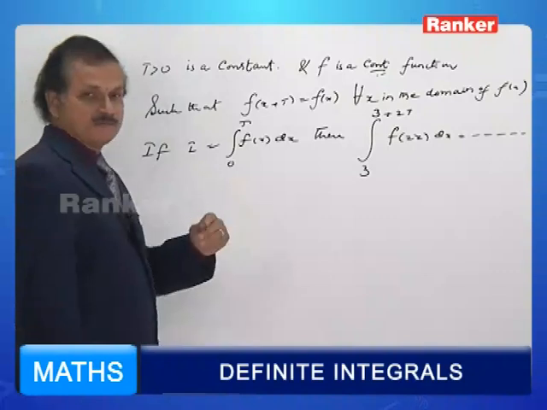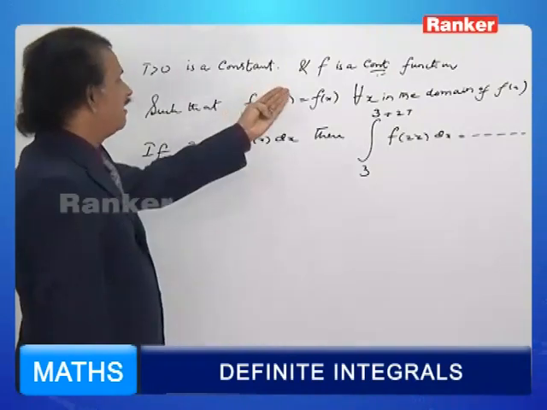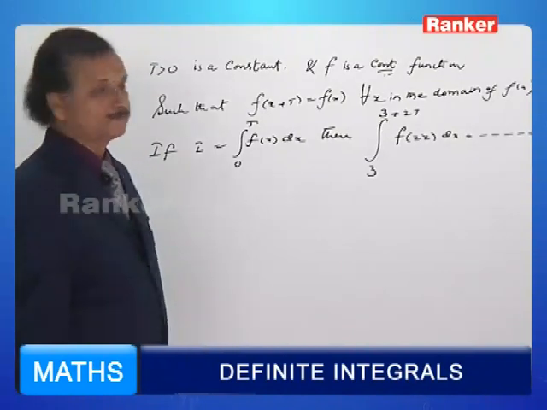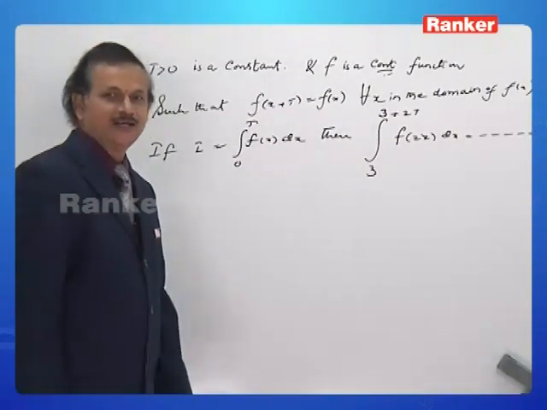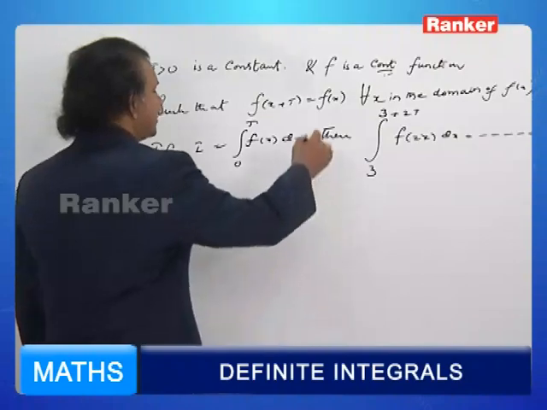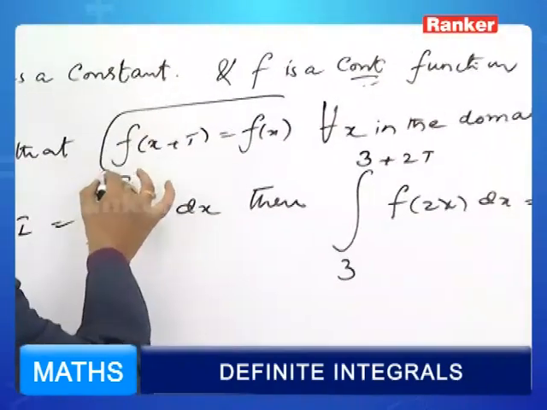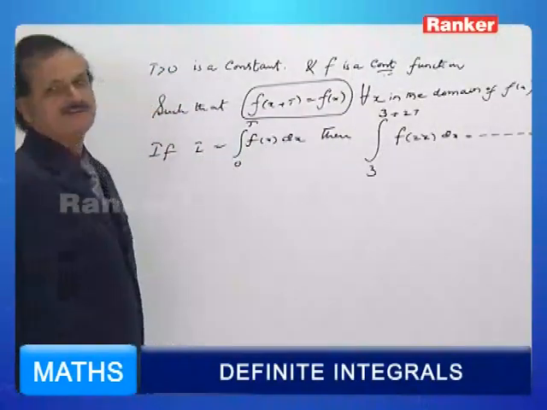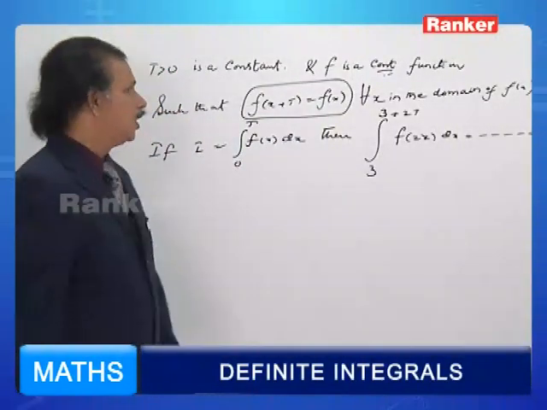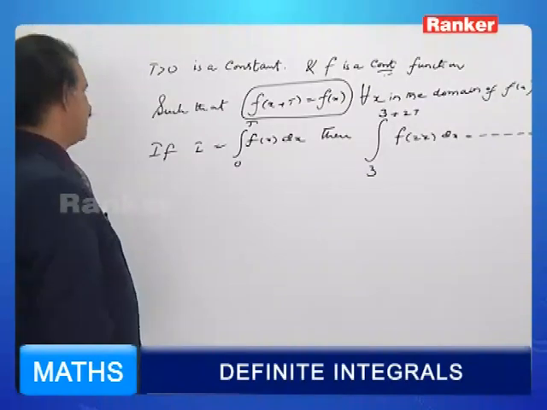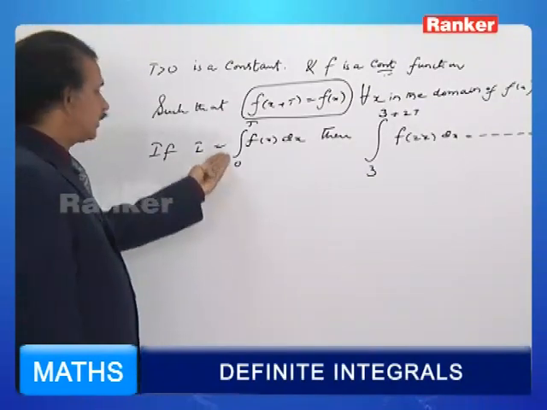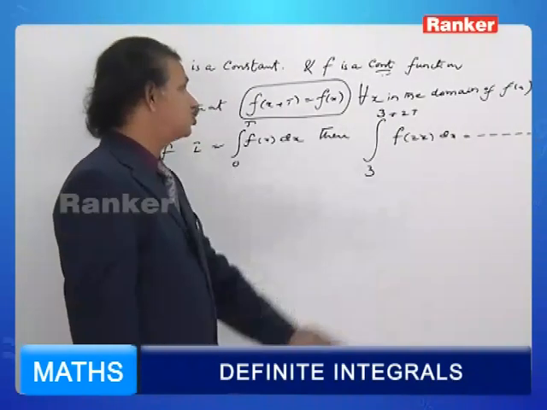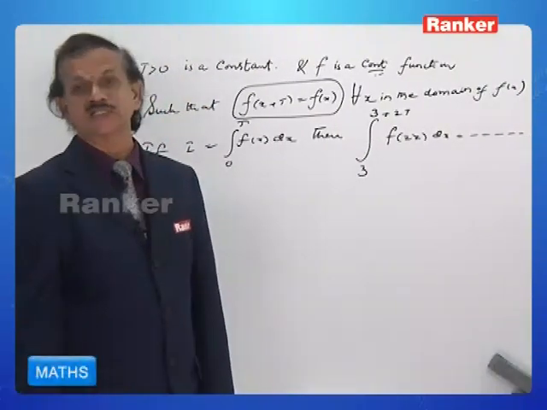T greater than 0 is a positive constant, of course, and f is a continuous function such that f of x plus t is equal to f of x for all x in the domain. What can you understand by that? F of x plus t is equal to f of x means t is the period of f of x, isn't it? Okay, in the domain of f of x. I is equal to integral 0 to t f of x dx, then integral 3 to 3 plus 2t of f of 2x dx. How much?